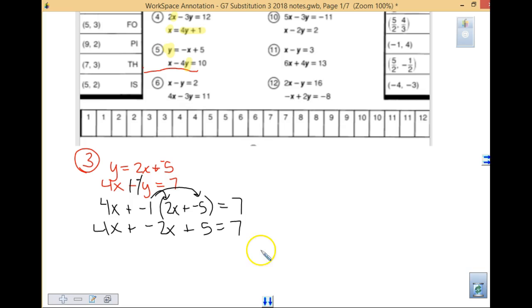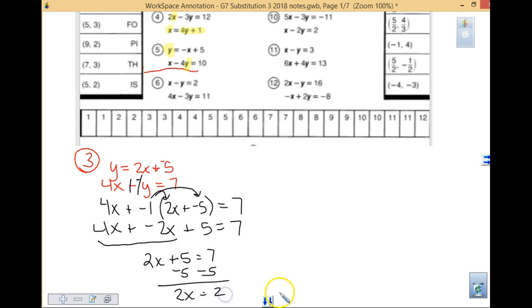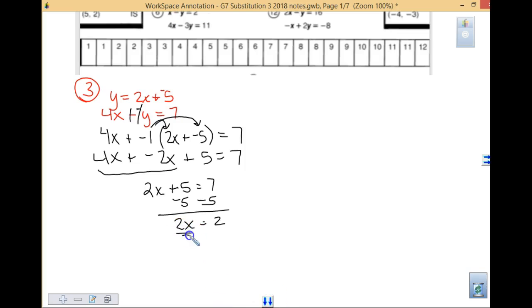So now I'm going to add my like terms, which is the 4x and negative 2x. That leaves me with 2x plus 5 equals 7. I'm subtracting 5 on both sides. And 2x equals 2. And x is going to equal, when I divide both sides by 2, x equals 1. So I now have 1 for my x.